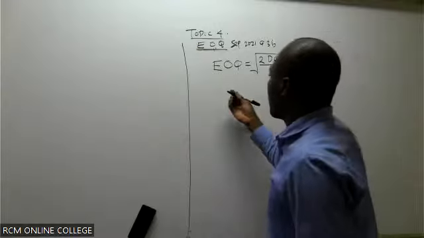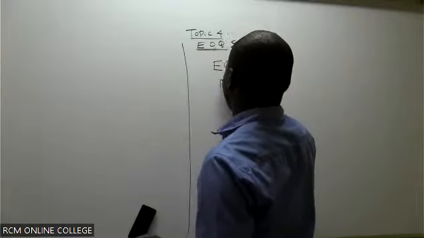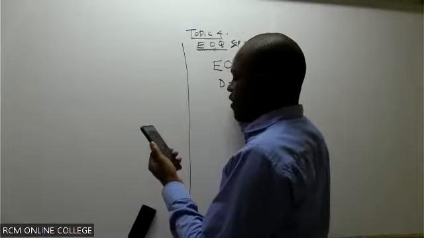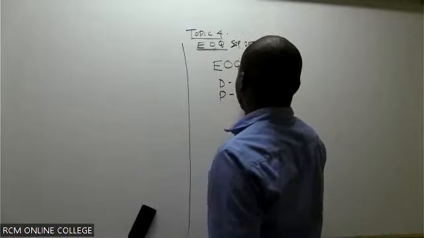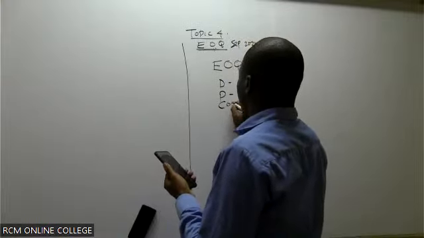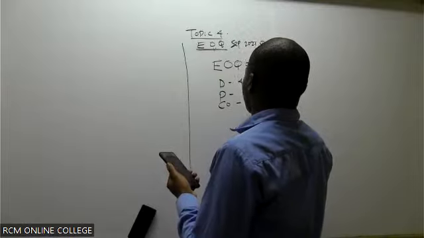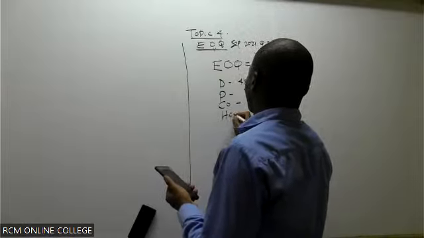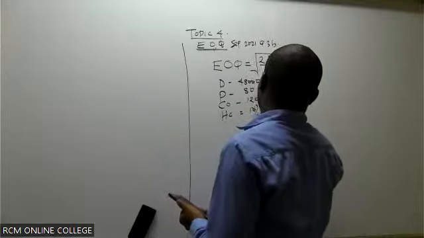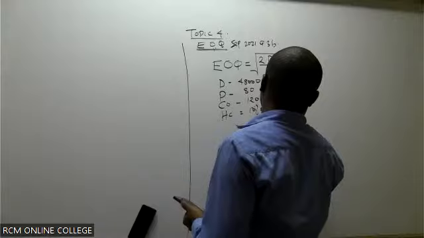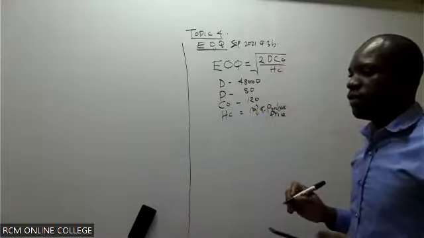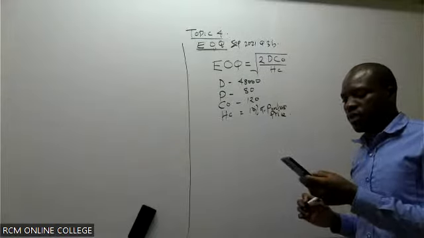So we have been given annual usage, which we now understand is demand. We have been given purchase price as 80 shillings per unit. We are given ordering cost as 120 shillings. Then holding cost or carrying cost is equal to 10% of purchase price. That is the information given to us.